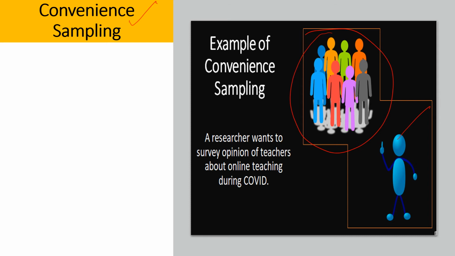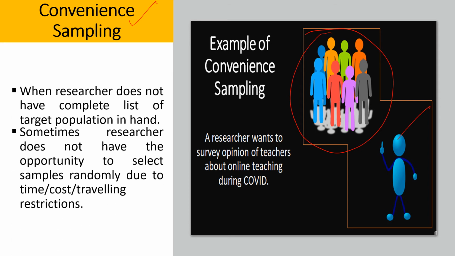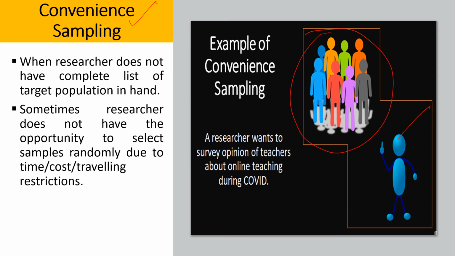But it is not based on the convenience of the researcher. It is often confused with convenience of the researcher. It is used when the researcher does not have a complete list of the target population in hand, or sometimes the researcher does not have the opportunity to select the sample randomly due to time, cost or traveling restrictions. For example, in COVID time, there were traveling restrictions. So the researcher could select the sample which is close to his hand or close to his area, which is easily available to the researcher.